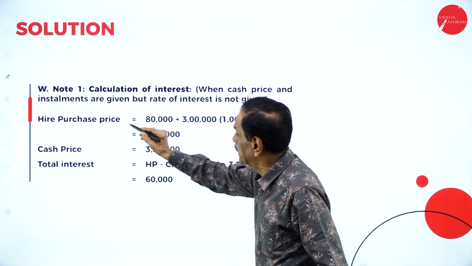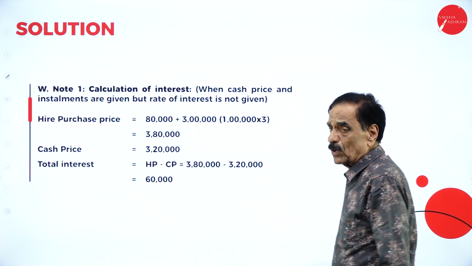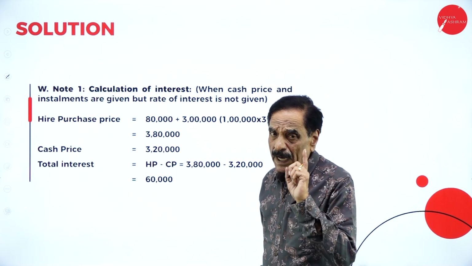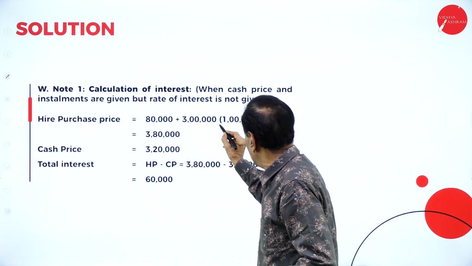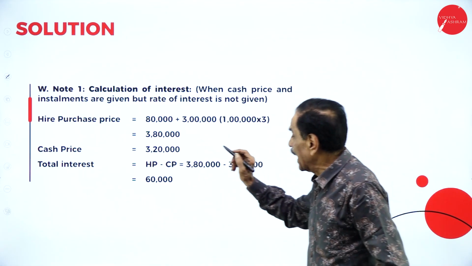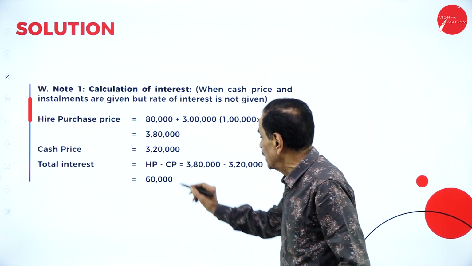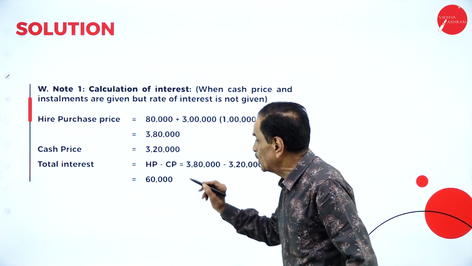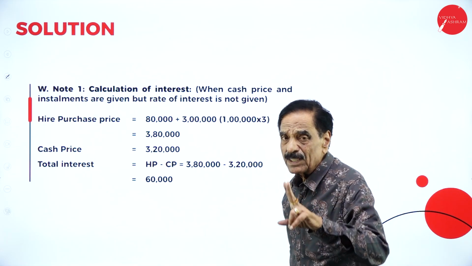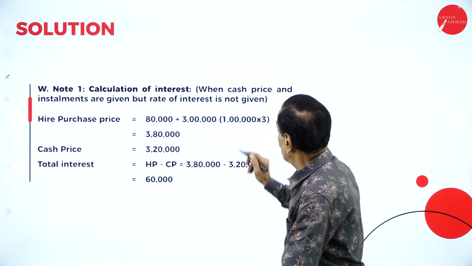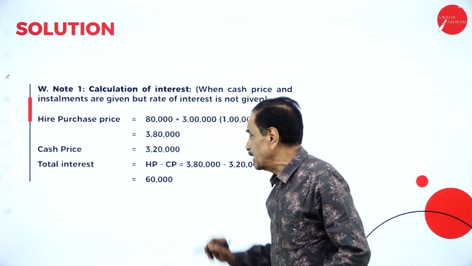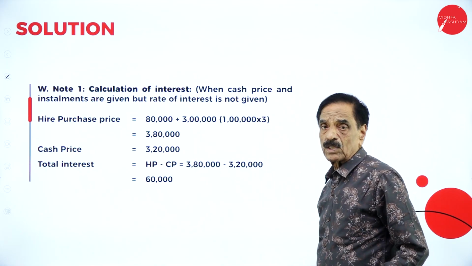Calculation of interest when the cash price and installments are given, but the rate of interest is not given. Here, the down payment is 80,000. The balance will be paid in 3 installments of 1 lakh each. 1 lakh into 3 is 3 lakh. Totally they paid 3,80,000. What's our actual price? 3,20,000. So hire purchase price minus cash price, 60,000 is the total interest.